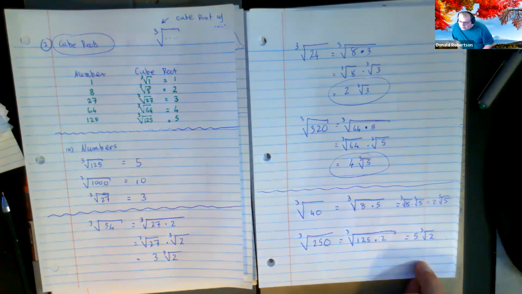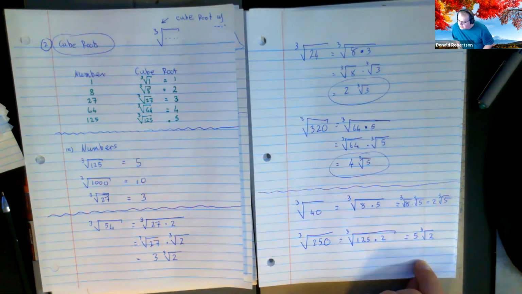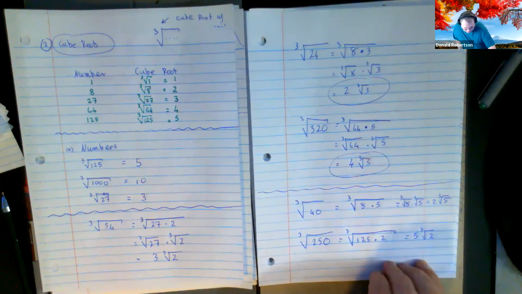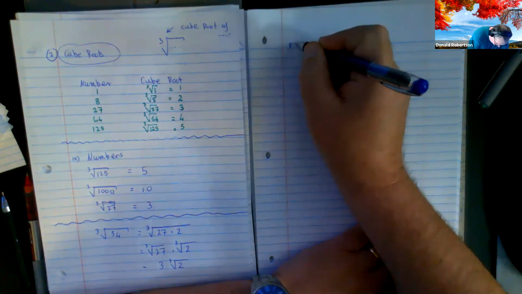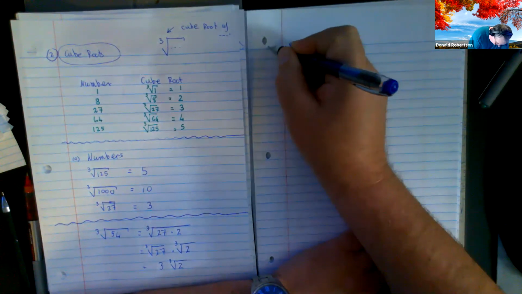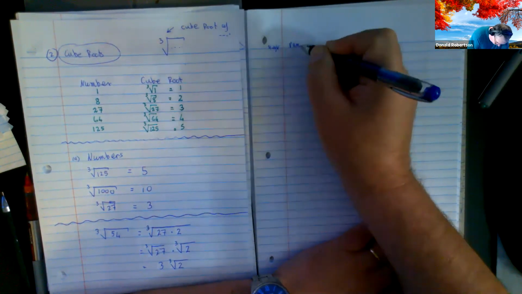Are we good with numbers? Can we move on to single variables? Good. Okay. Now, very similar to what happened with the square roots, I'm going to look at single variables.